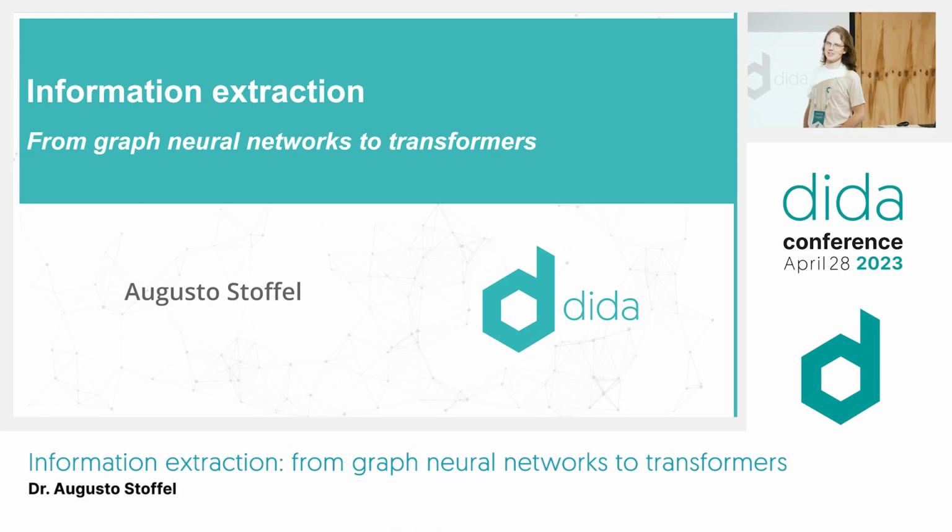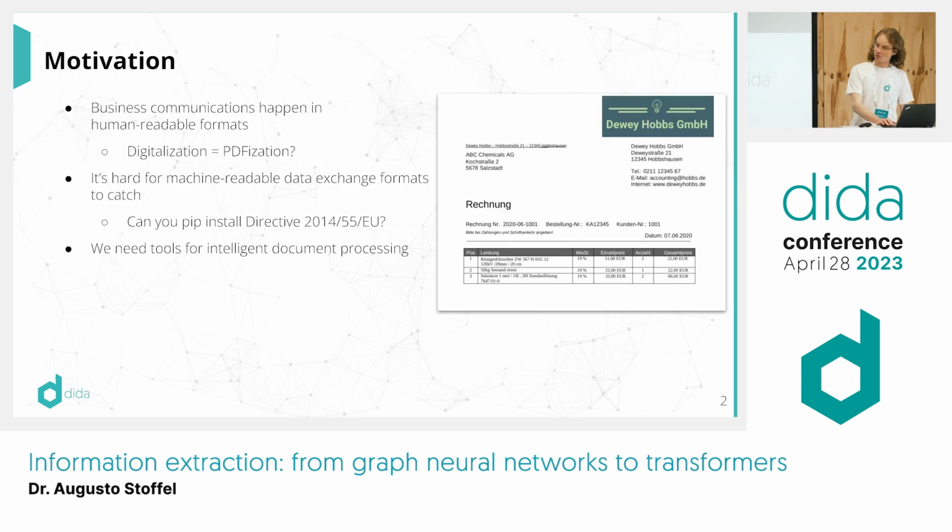I want to talk about information extraction from visually rich documents. Specifically, I want to survey and compare a little bit the latest ideas in this field based on transformer models with a slightly older approach, graph neural networks. So, to start with some motivation.